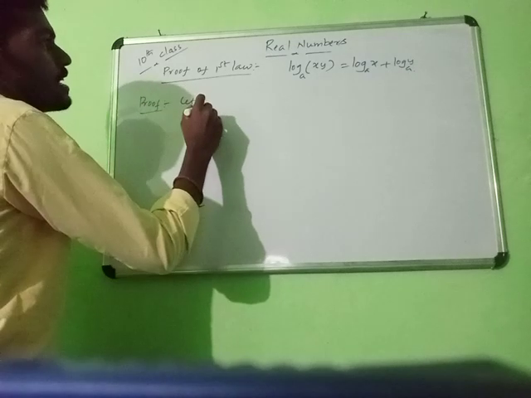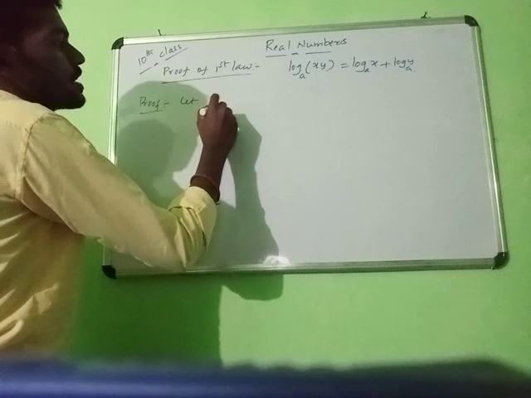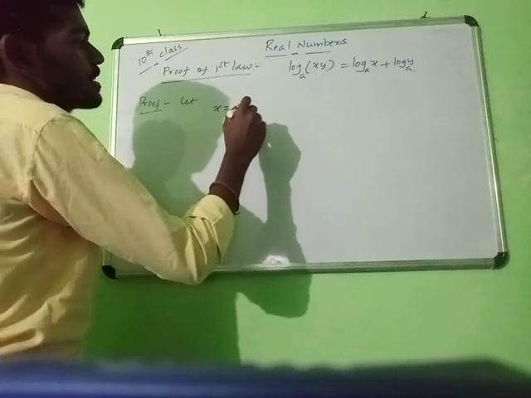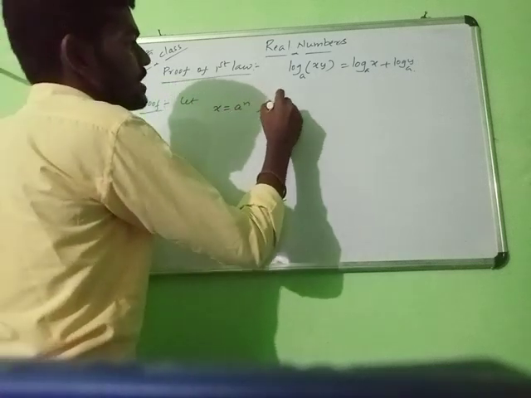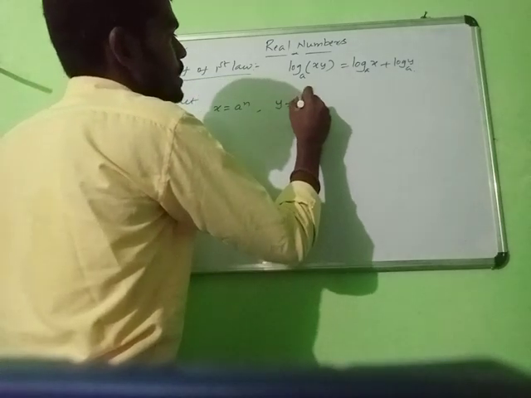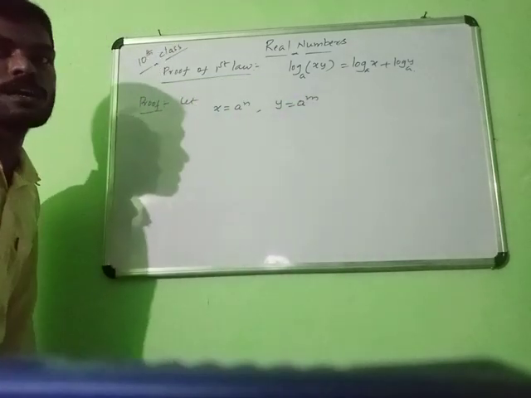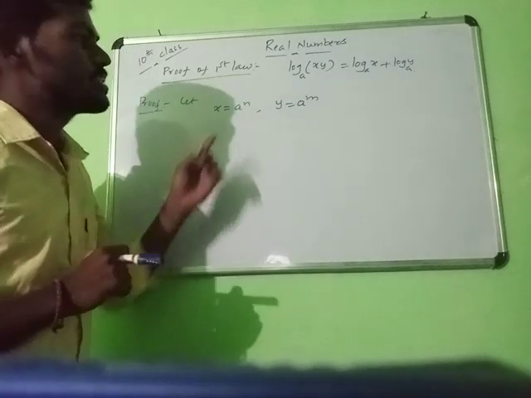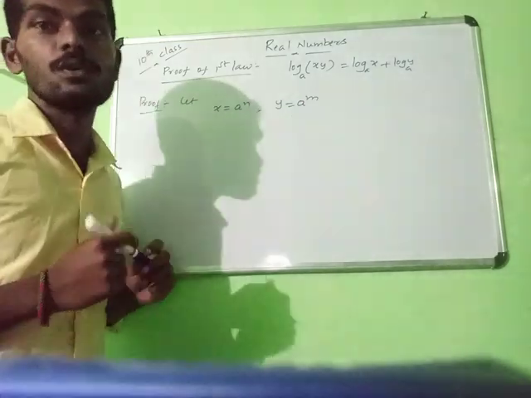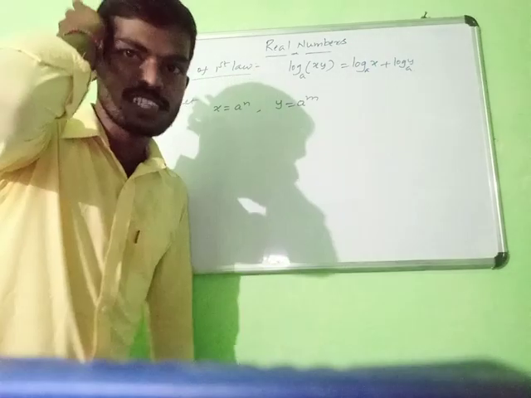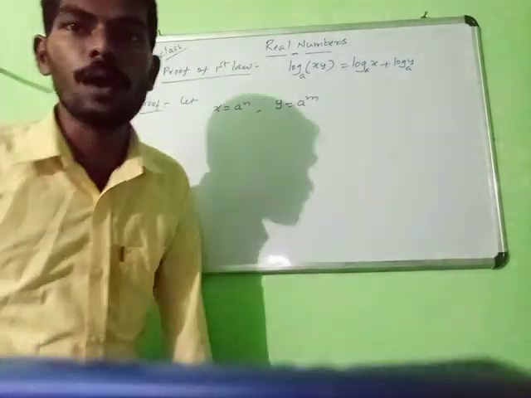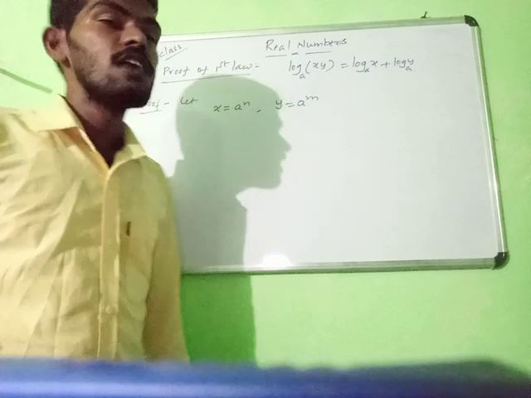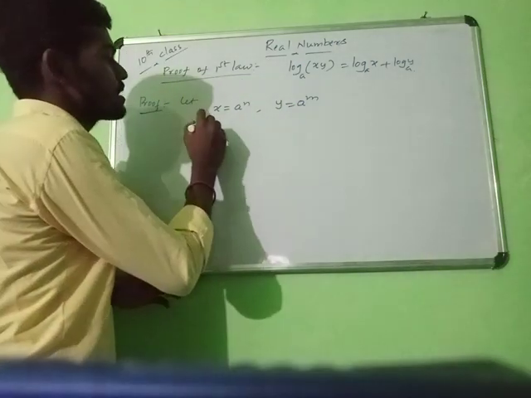Let x is equal to a power n, comma y is equal to a power m. Take x is equal to a power n, comma y is equal to a power m, and then convert this into logarithmic form. Okay, what is logarithmic form?